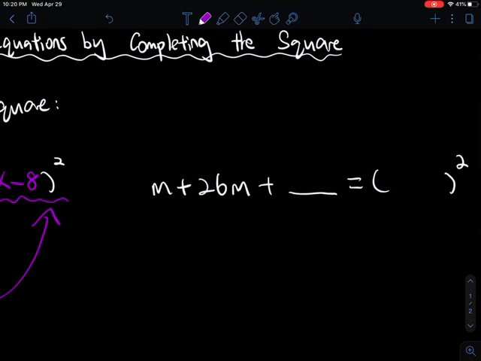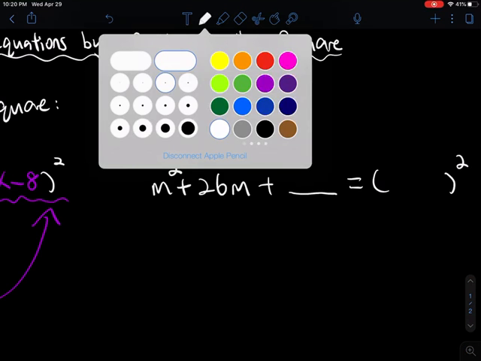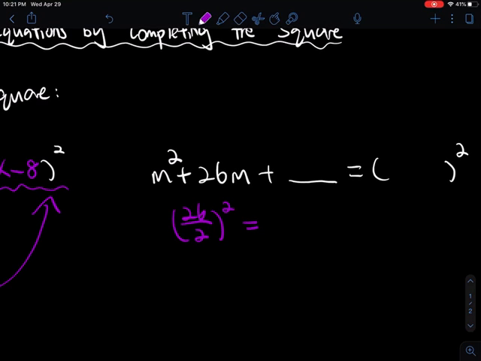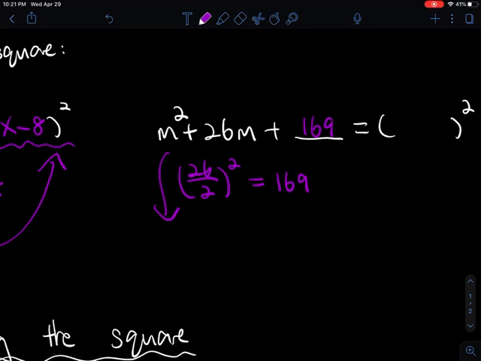All right, let's try one more. m squared plus 26m. Again, you want to take your b value. b is 26, divided by 2 is 13, and then squared. You can use a calculator for this, but I think it's going to be 169. So plus 169 goes on the line. Then we want two numbers that add up to 26 and multiply to 169, and that's going to be plus 13 and plus 13.